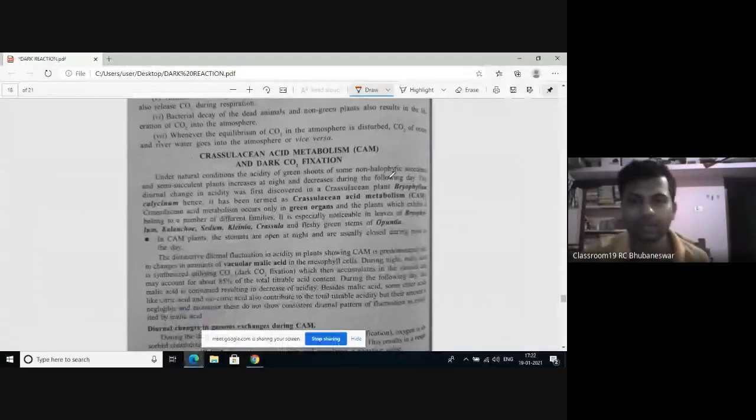CAM is crassulacean acid metabolism. Then, who are the CAM plants? Generally, those plants which are growing in the desert, like open soil.